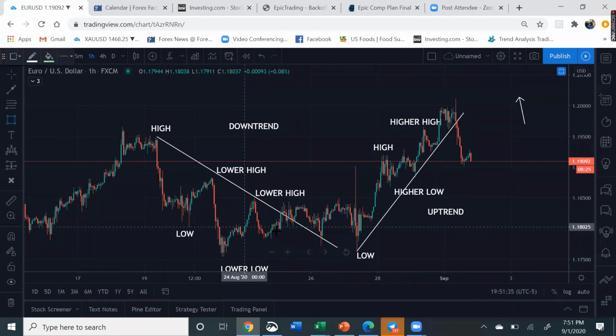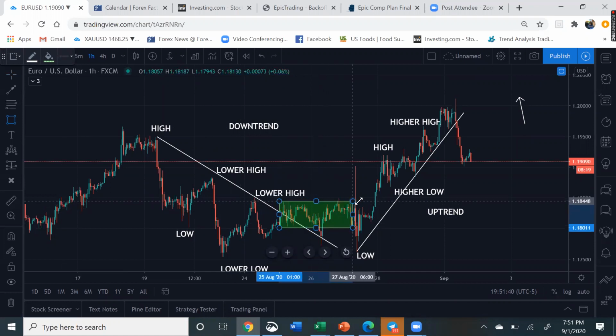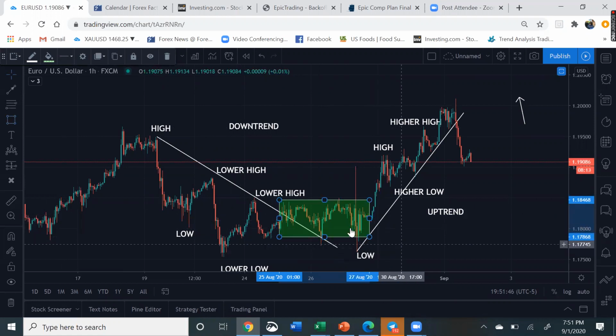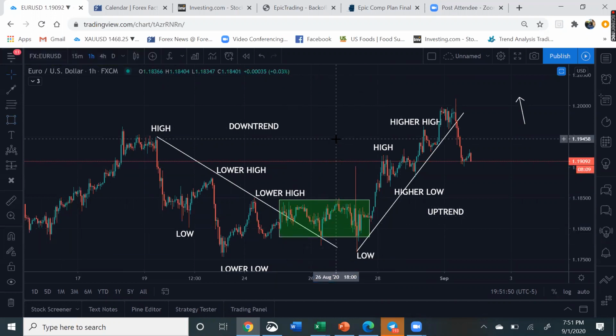Yeah, I was actually gonna get to that. Yeah, probably about right here. Yeah, probably all of this would be consolidation. So from here, probably to about right there, that's all consolidation, meaning it's moving sideways, right? You guys see that? Okay, thank you.